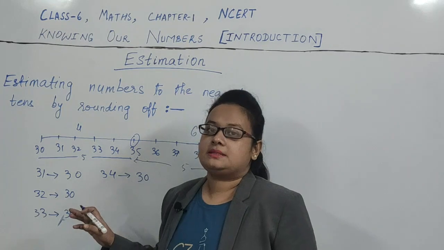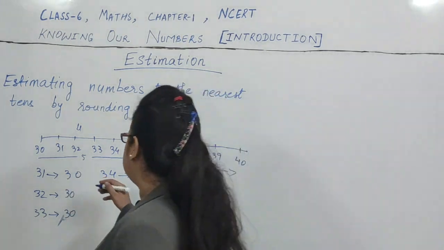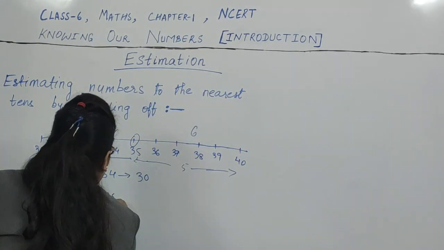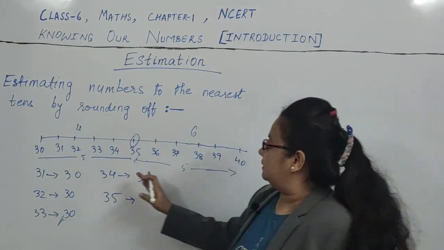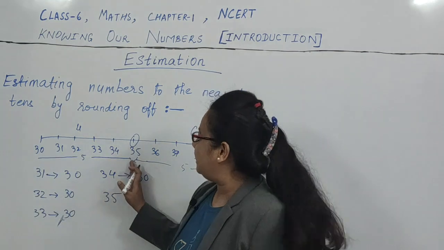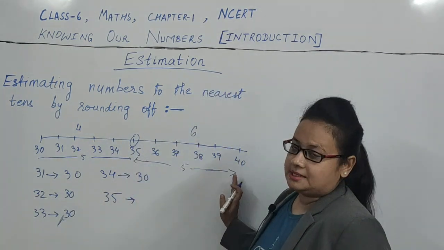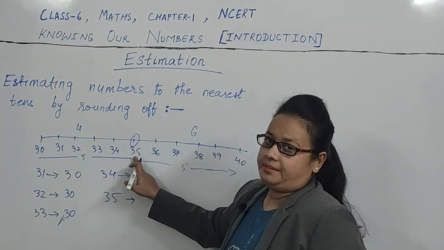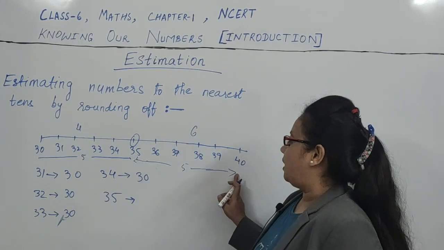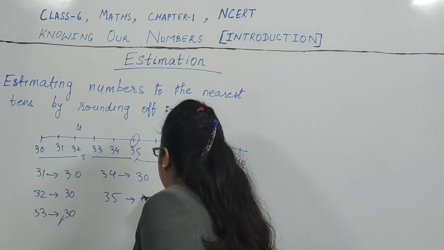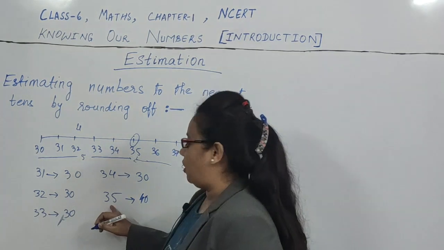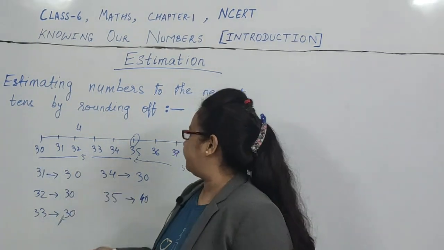By rule, it is in common practice that we round it off to the next tens. 30 is the previous tens for 35 and this is the next tens. So the middle number is rounded off to the next tens. So 35 will be rounded off to 40. It will not be rounded off to 30.